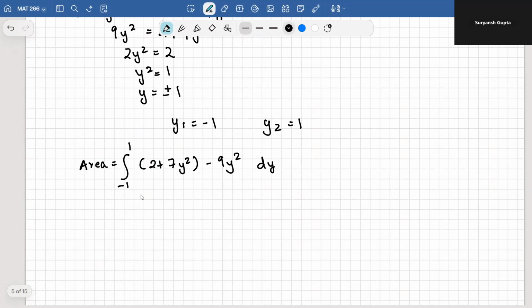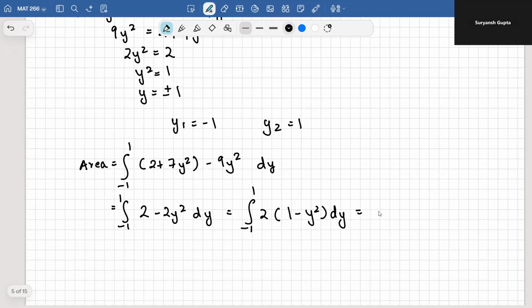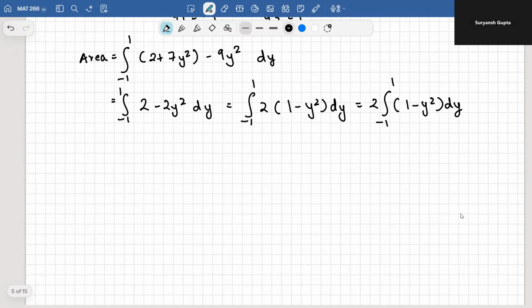And now I'll just simplify this function. I end up getting the integral from -1 to 1 of 2 minus 2y squared dy. And then I can simplify this even further by taking 2 common, and I get 2 times 1 minus y squared dy. And since 2 is a constant, I'll take that out of the integral as well, and I get the integral of 1 minus y squared dy. Now that I have this, all I need to do is integrate that function.